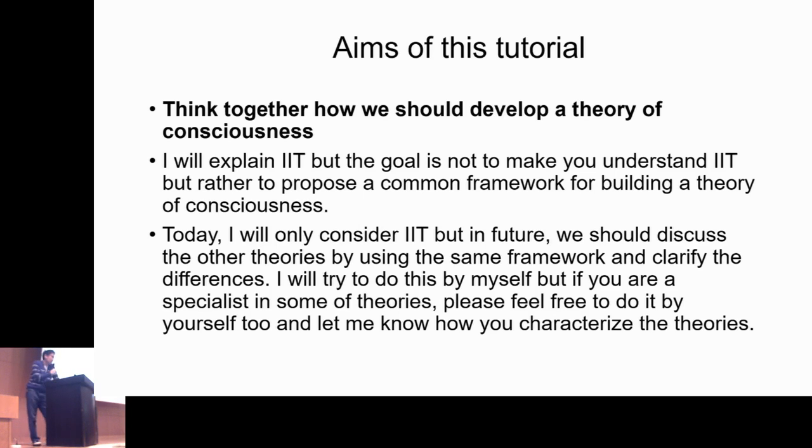So the aim of this tutorial is, first of all, to think together about how we should develop a theory of consciousness. That's our main aim. And I'll explain IIT, but the goal is not to make you understand exactly IIT as it is, but rather to propose a common framework for building a theory of consciousness. Today I'll only consider IIT, but in future we should discuss the other theories by using the same framework and clarify the differences. I think this is a very important step for consciousness researchers. I'll try to do this by myself, but if you are a specialist in some of the theories, please feel free to do it yourself too, and let me know how you characterize the theories within this framework.